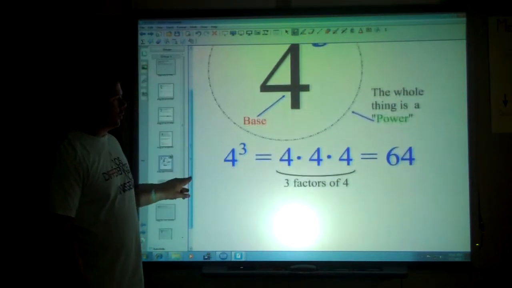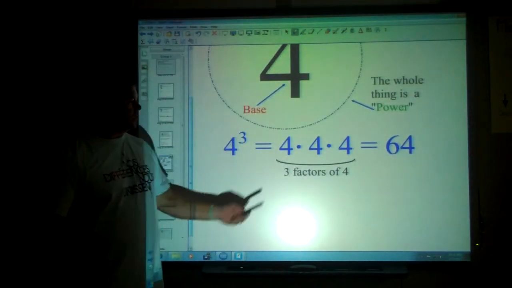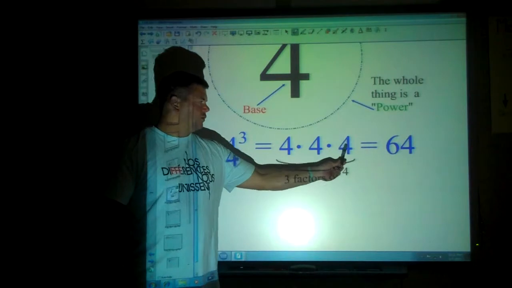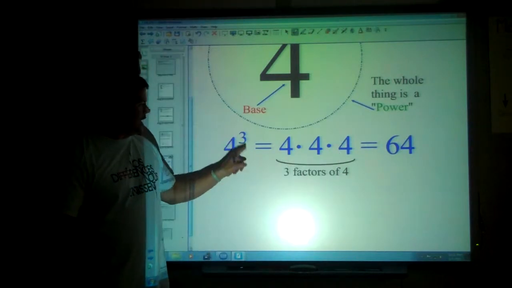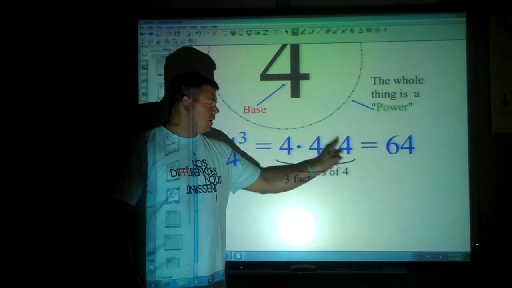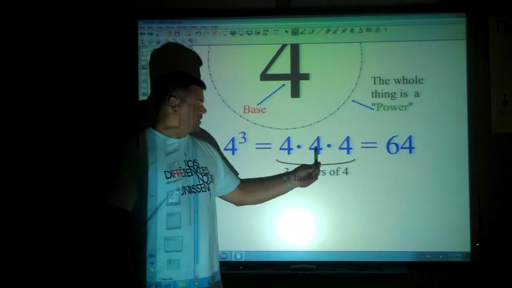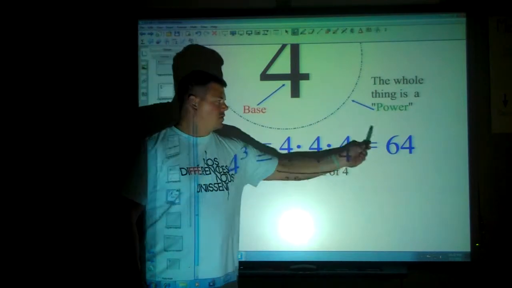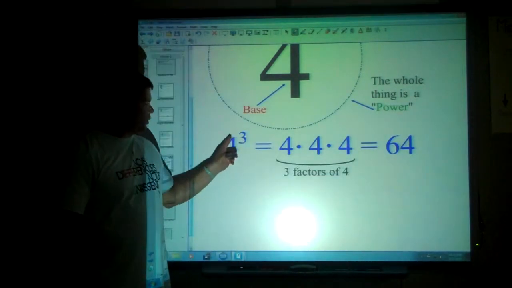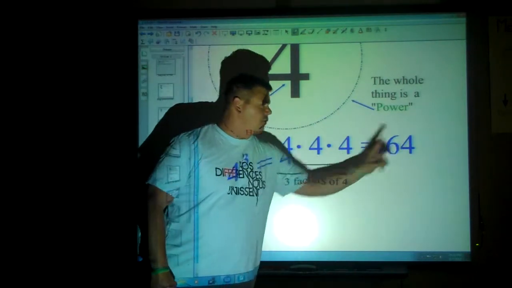For example, that 4 to the third power really means 4 times 4 times 4, because there are 3 factors of 4. Then when you multiply it, 4 times 4 is 16, and 16 times 4 is 64. So the actual value of 4 to the third is 64.